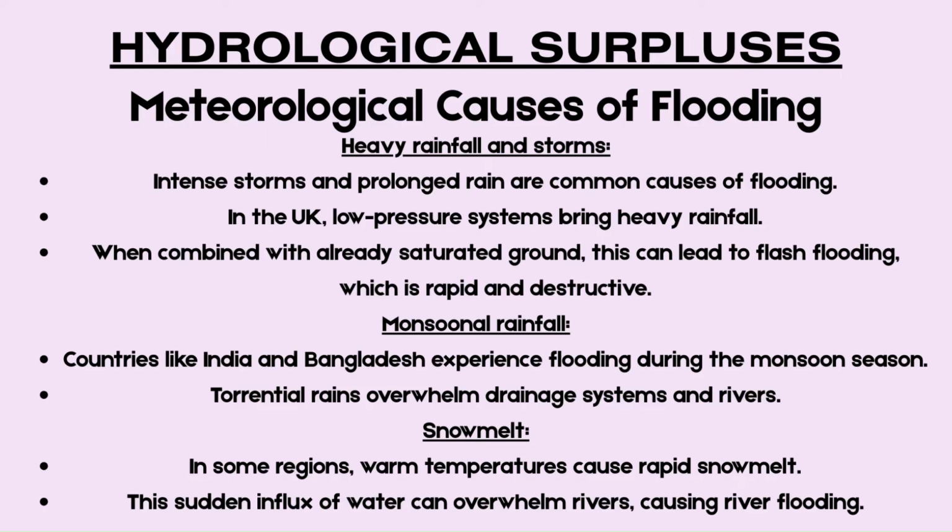Monsoonal rainfall in countries like India or Bangladesh also contributes to flooding, particularly during the rainy season. Similarly, snowmelt can contribute to river flooding when warm temperatures cause snow to melt quickly, overwhelming river systems. Each of these causes involves sudden, intense surpluses of water, and when the ground is already saturated, it's difficult for the excess water to be absorbed, leading to flooding.